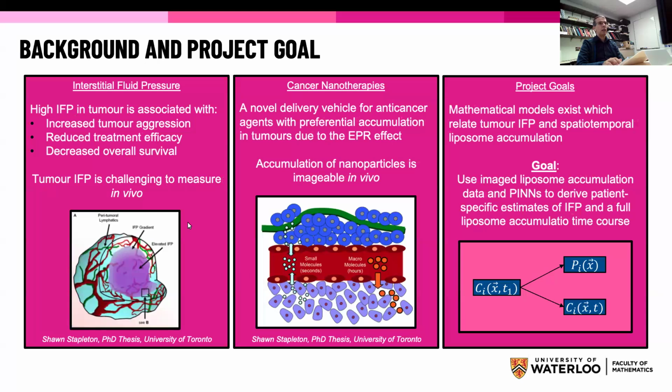These factors play important roles in tumor aggression and reduce treatment efficacy and decrease overall survival. And so measuring IFP in vivo is very important, but quite challenging. On the other hand, nanoparticles are used as novel delivery vehicles for anti-cancer agents, and they show preferential accumulation in tumors due to the enhanced permeability and retention, or EPR, effect. Importantly, the accumulation of nanoparticles can be imaged in vivo. So the goal of this project was to use the CT images of liposome accumulations and PINNs to estimate interstitial fluid pressure and the liposome accumulation over time.